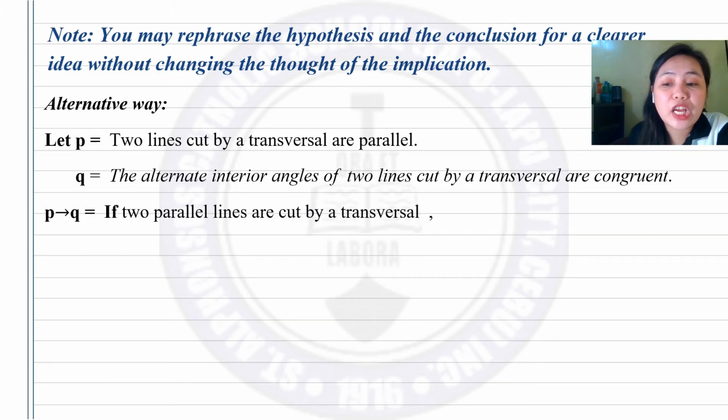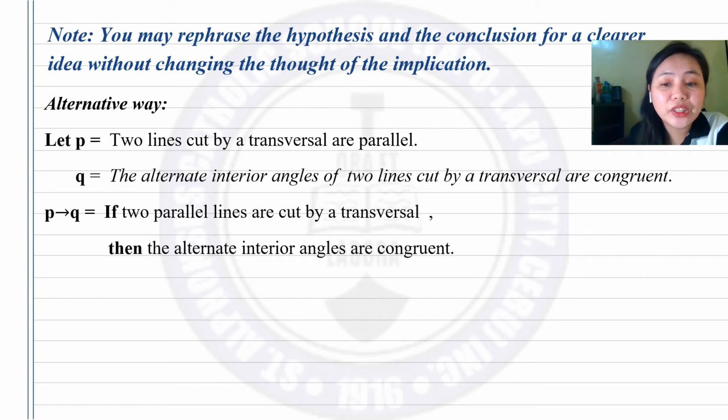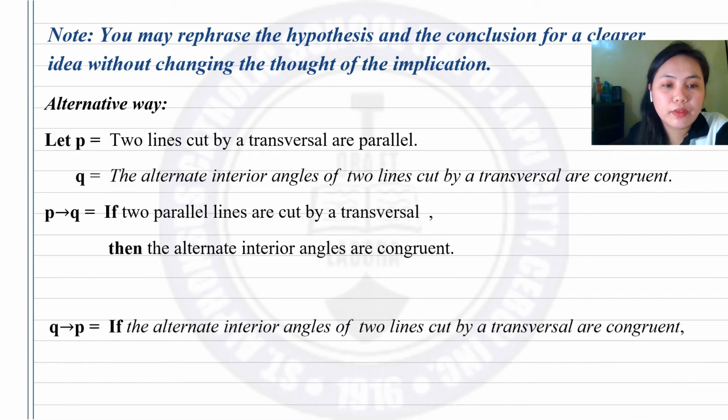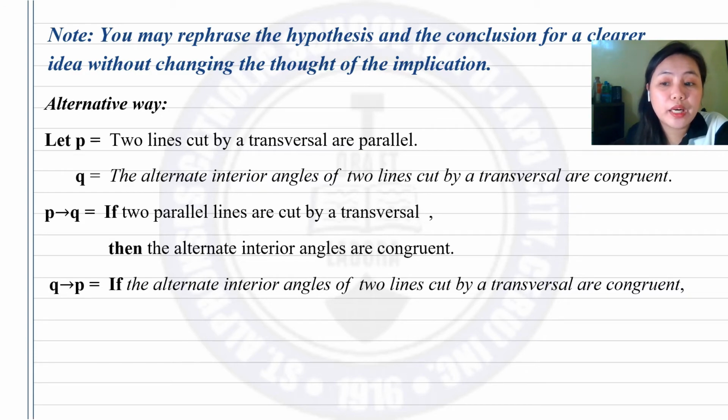So as we get the implication of P and Q, or if P, then Q, you have there: if two parallel lines are cut by a transversal, then the alternate interior angles are congruent. And as we get its converse, wherein we change the hypothesis and the conclusion, the conclusion becomes the hypothesis and the hypothesis becomes the conclusion, or the implication Q and P. So if the alternate interior angles of two lines cut by a transversal are congruent, then two lines are parallel.